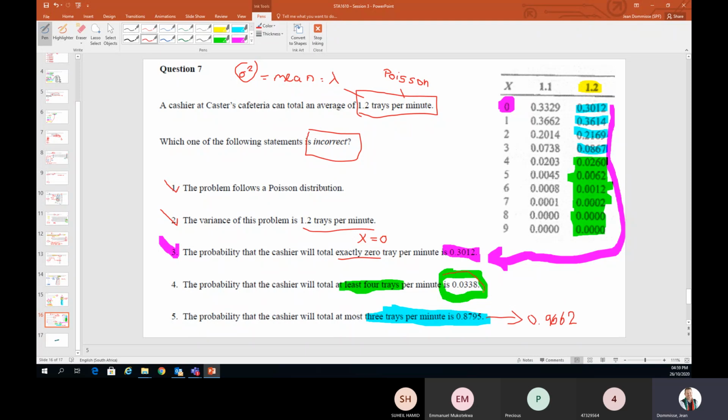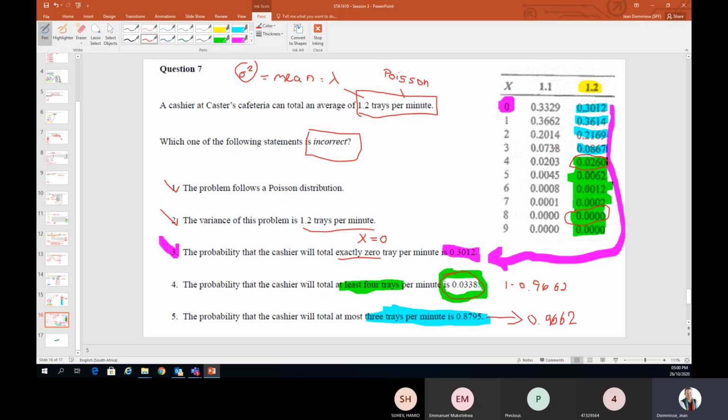So if I worked this out again and I said 1 minus 0.9662, then I would have gotten the 0.0338. So in here, or that one is wrong, or that one is wrong. So from the table that I have copied this, there was a mistake in that.